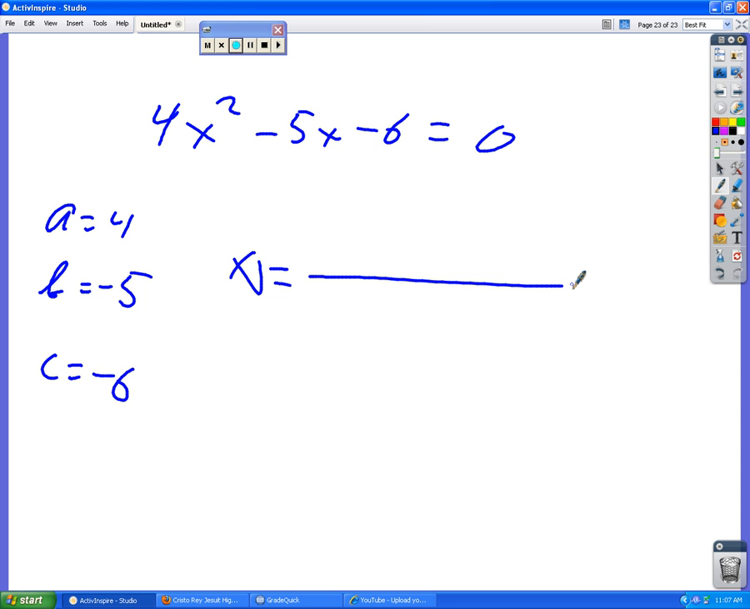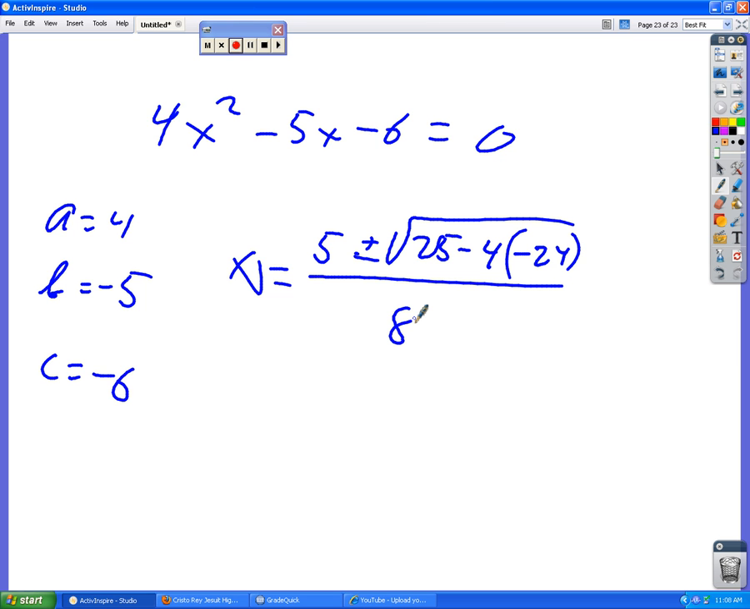What's first? What's the opposite of 5? Negative 5. Plus and minus the square root of b squared minus 4 times a times c, negative 24, over 2a. And now I go up here and work this. This is 25. What's a negative times a negative? Positive. So I just cross them out. They're positive, so this is a positive. And 4 times 24 is 96. Add these together. I get 121.